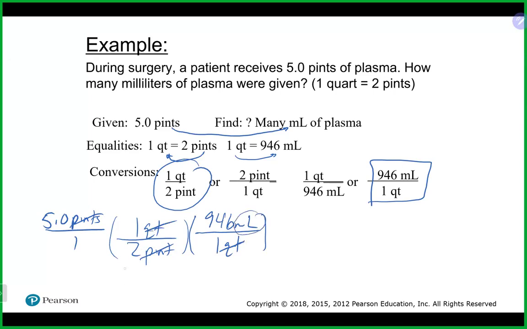We're going to multiply everything up here on top. Again, divide by the bottom. And that basically means we're going to take 5 times 946 divided by 2 in this case. That's going to give us 2365 milliliters.